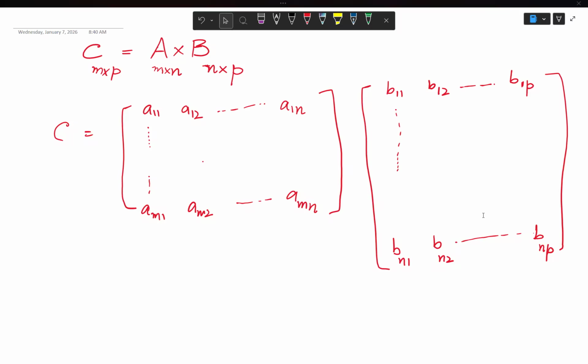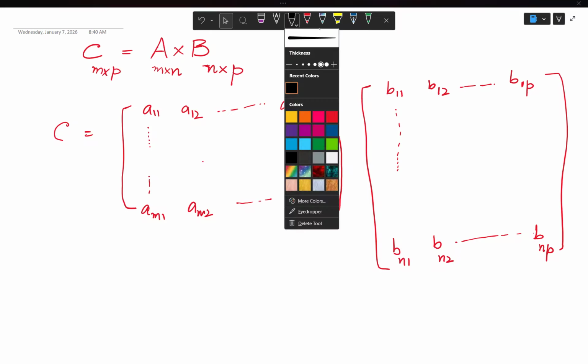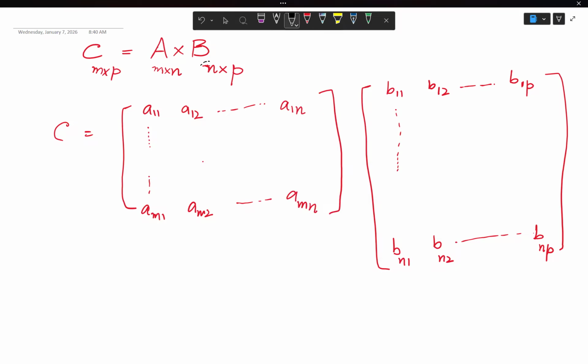I have considered two matrices A and B, where the size of A is m cross n and the size of B is n cross p. They satisfy the condition for multiplication, because the number of columns in A is equal to the number of rows in B. So they will generate a matrix of size m cross p. It will have rows equal to the rows of A and columns equal to the columns of B. So I have developed their general structure.